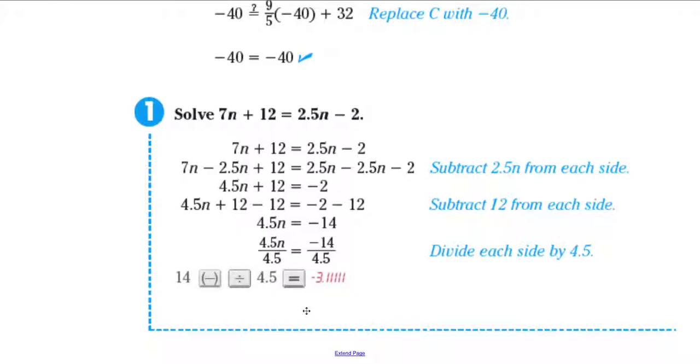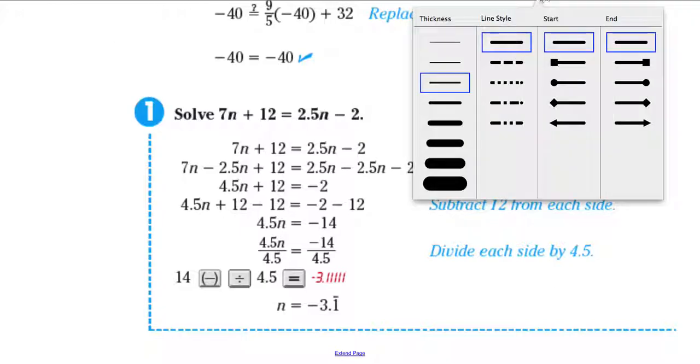We end up with the value of n as negative 3.1111, using a calculator. So the value of n is negative 3.1, with bar notation on the 1. Okay, let's take a look at how to solve this if we undo 7n. Let me do this on this side right here.